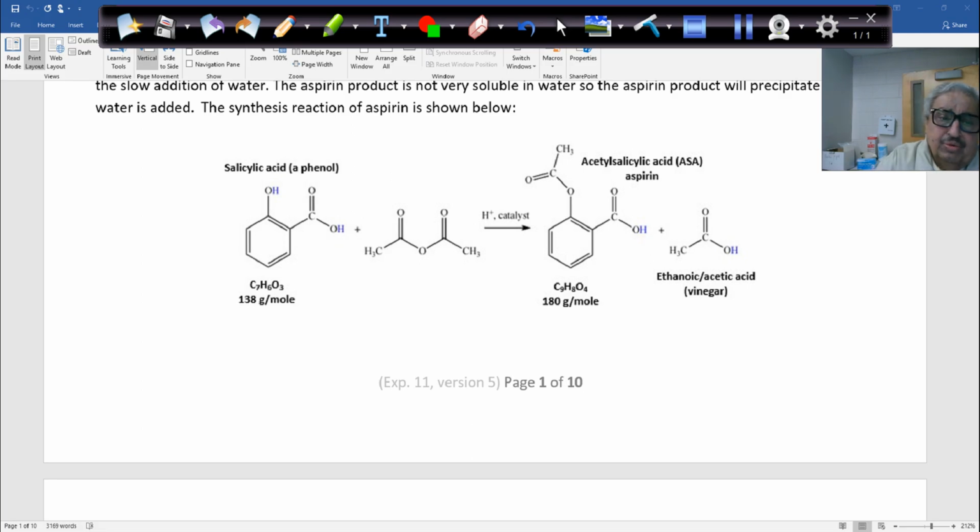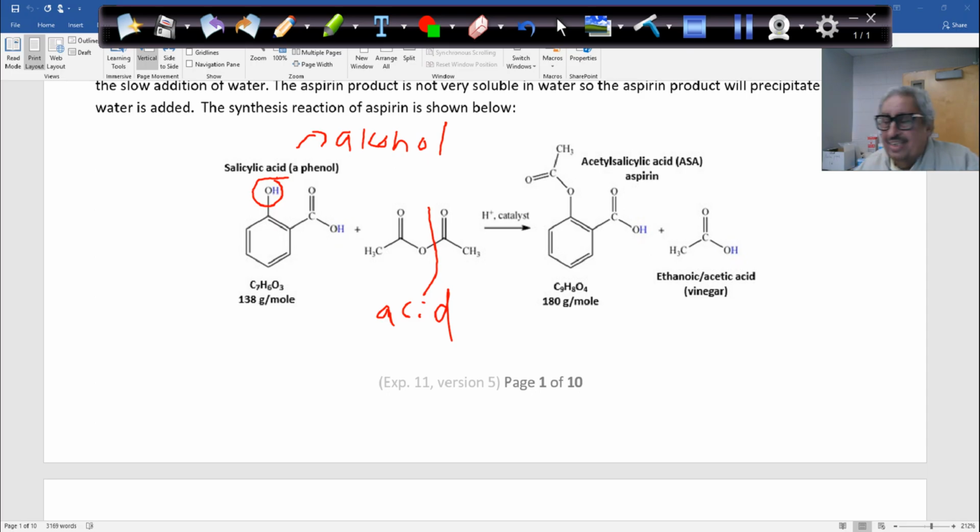Now, this will act as an alcohol here, phenol or alcohol, and this will react as acid. So we will have salicylic acid. The name of salicylic acid, if you look at this, is first priority. The carboxylic group will take first priority over the hydroxy group, correct? We learned that in the lecture.